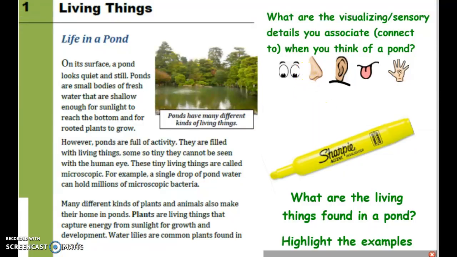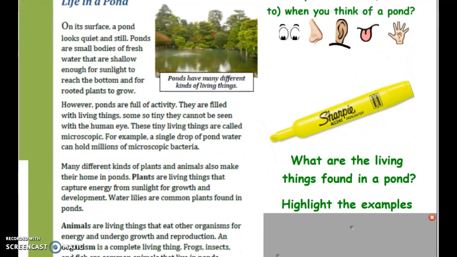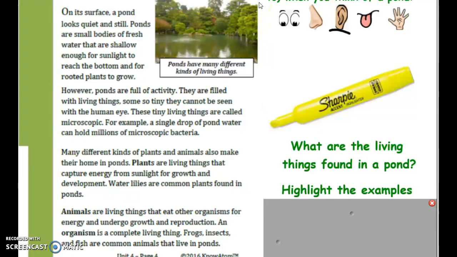What are some of the living things that you heard about that live in a pond? Well, I know I heard about animals and plants. So there's different kinds of plants like water lilies. Maybe I'll just highlight the word plant too. Oh, I actually like this whole sentence, many different kinds of plants and animals. Animals, maybe like frogs, insects, fish, right? They all live in ponds too.